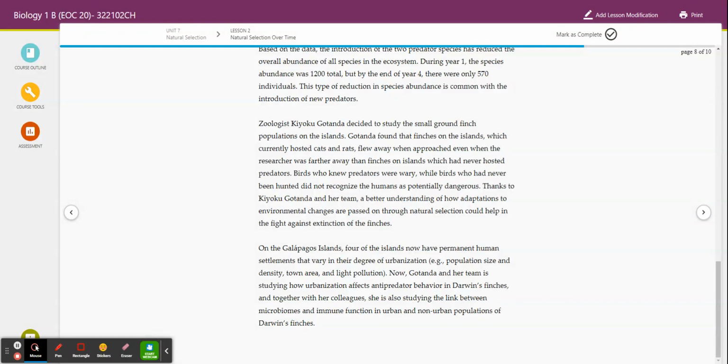dangerous. Thanks to Kyoku Gotanda and her team, a better understanding of how adaptations to environmental changes are passed on through natural selection could help in the fight against extinction of the finches.